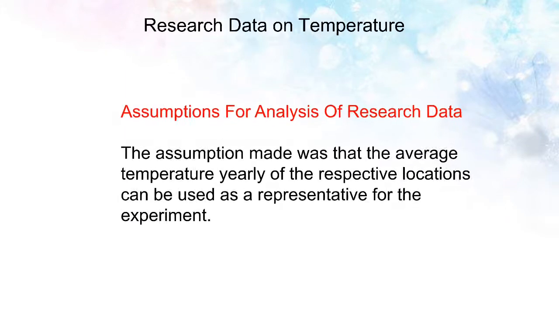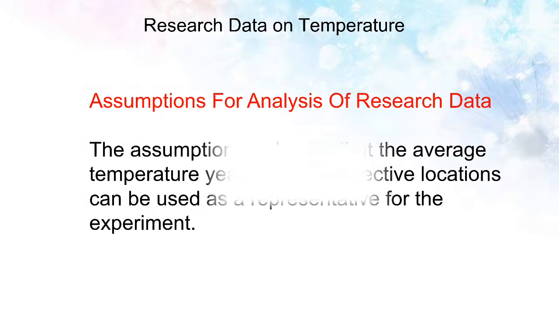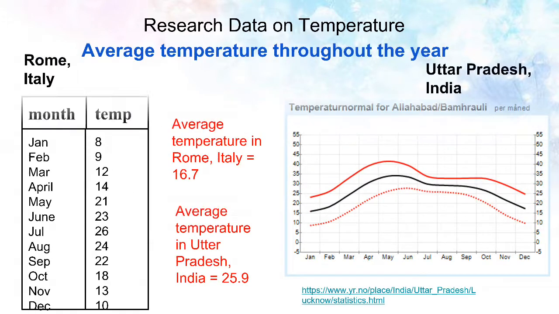For our research data on temperature, an assumption was made that average temperature yearly of the respective locations can be used as representative for the experiment. As we calculated, the average temperature in Rome, Italy is 16.7 Celsius degree, and the average temperature in Uttar Pradesh in India is 25.9 Celsius degree.